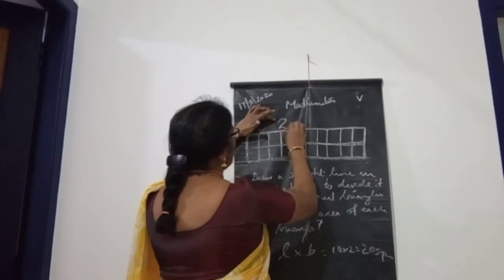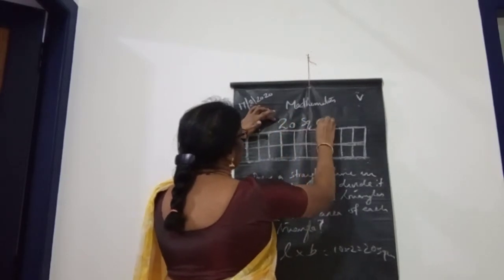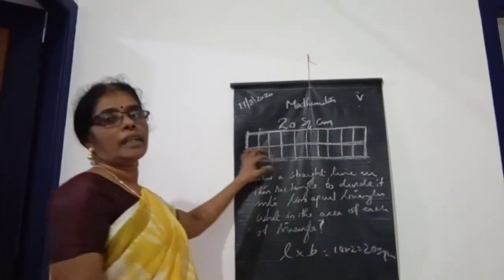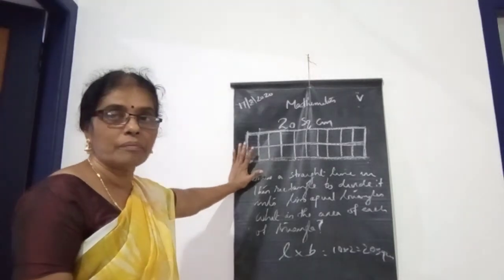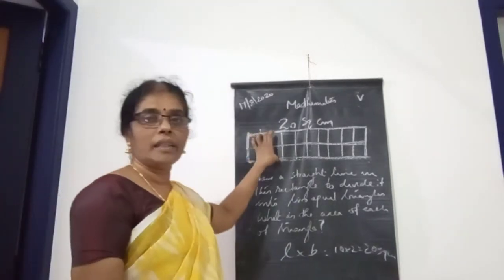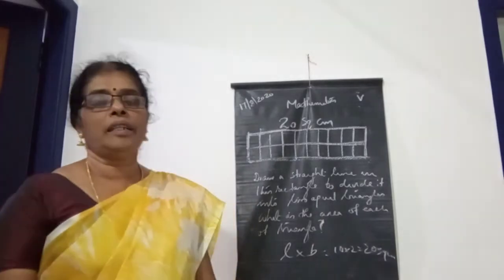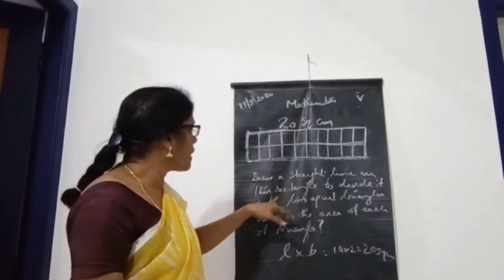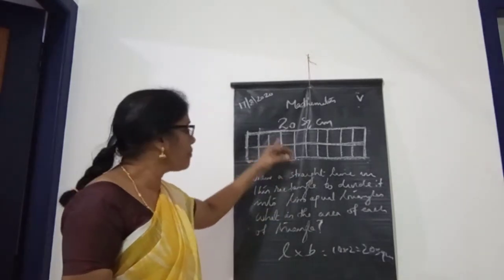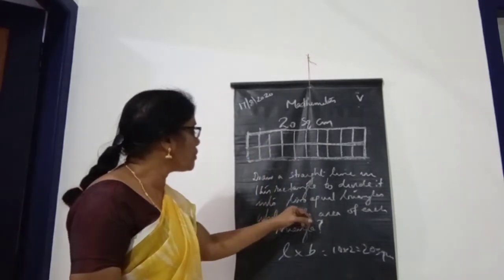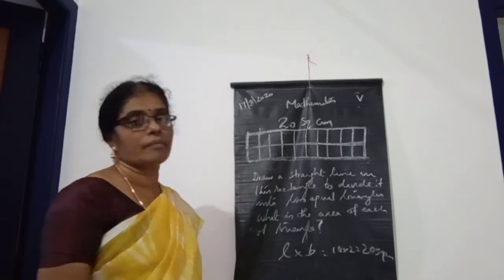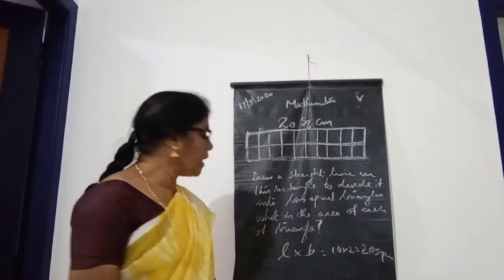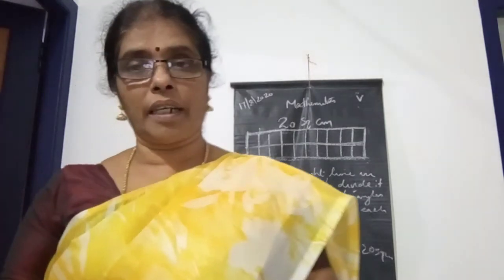So this rectangle is 20 square centimeters. Then what is the first question? Look here. Draw a straight line in this rectangle to divide it into two equal triangles. That is the first question. And the second question, what is the area of each of the triangles?